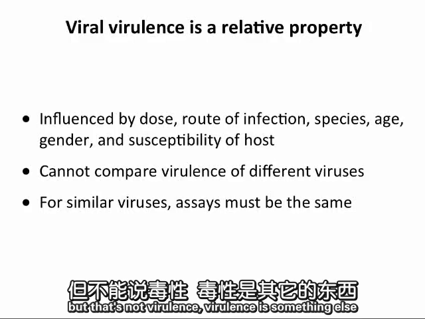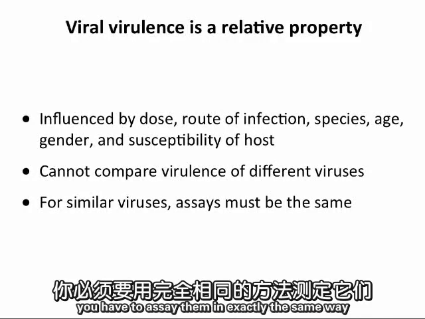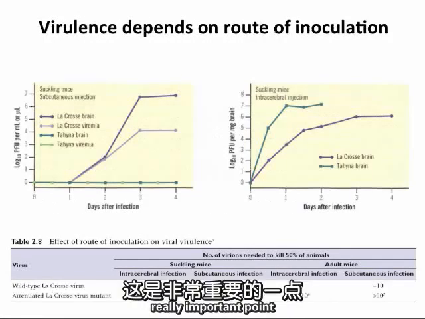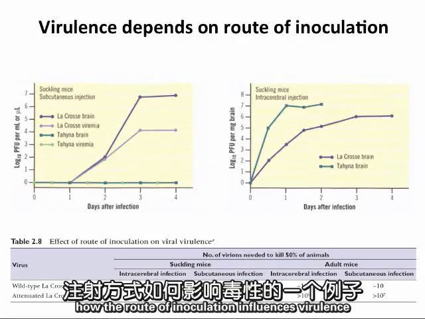Virulence is something else. So if you want to compare similar viruses, different strains of polio, you have to assay them in exactly the same way. Really important point. So here's an example to show you how the route of inoculation influences virulence.